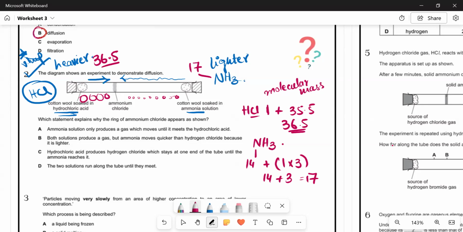Now, which statement explains why the ring of ammonium chloride appears as shown? Ammonia solution only produces a gas. Only ammonia solution produces a gas which moves until it meets the hydrochloric acid? No. Both solutions produce a gas, but ammonia moves quicker than hydrogen chloride because it is lighter. It might be true. Let's see. Hydrochloric acid produces hydrogen chloride which stays at one end of the tube until ammonia reaches it. No. The 2 solutions run along the tube until they meet. No, this one is correct. The ring is forming at that point because ammonia particles move faster and hydrogen chloride particles are slow.